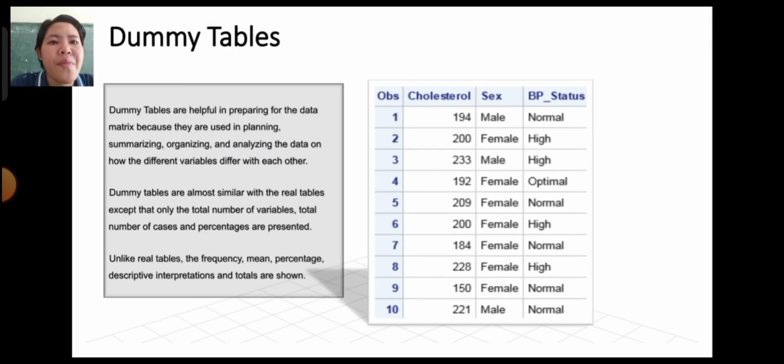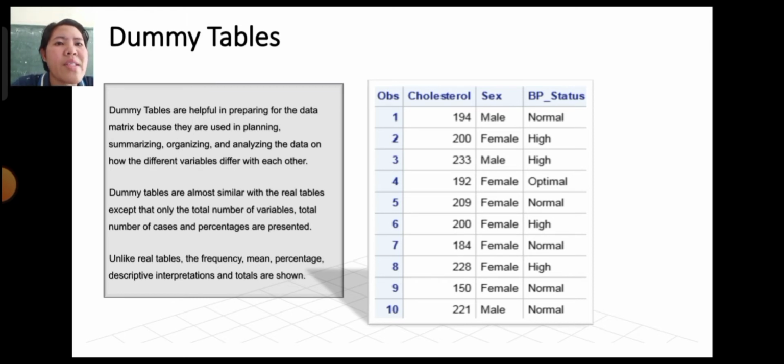Dummy tables. Dummy tables are helpful in preparing for the data matrix because they are used in planning, summarizing, organizing, and analyzing the data on how the different variables differ with each other. Dummy tables are almost similar to the real tables, except that only the total number of variables, total number of cases, and percentages are presented. Unlike real tables, where the frequency, mean, percentage, descriptive interpretations, and totals are shown.